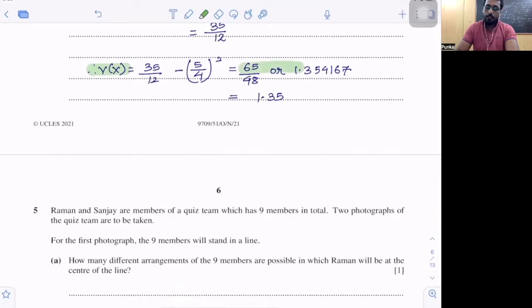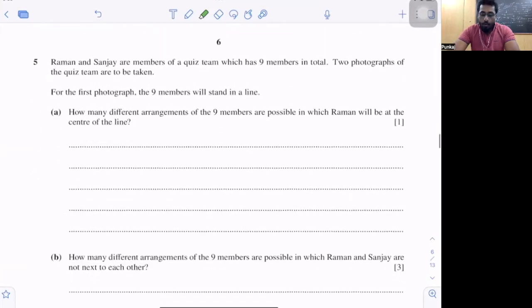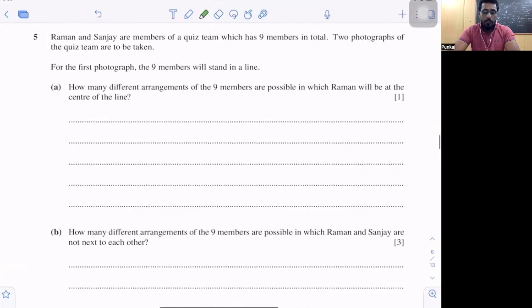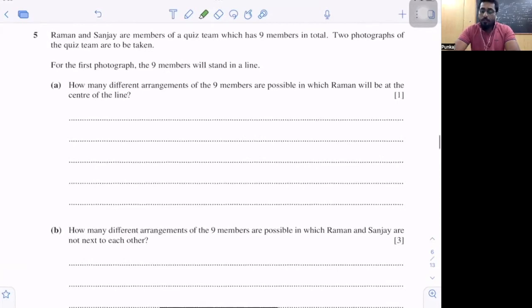It's V of x. So either you can mark this as the answer or you can mark this as the answer. Okay, so full marks for the answers which are written. So it's better to write the fraction 65 upon 48 and the 3 significant figures. The instructions clearly indicated that you want to write the answers up to 3 significant figures. That was question number 4. It's time for us to move on to the next question, which is question number 5. Now, what does 5 say? Raman and Sanjay are members of a quiz team which has 9 members in total.